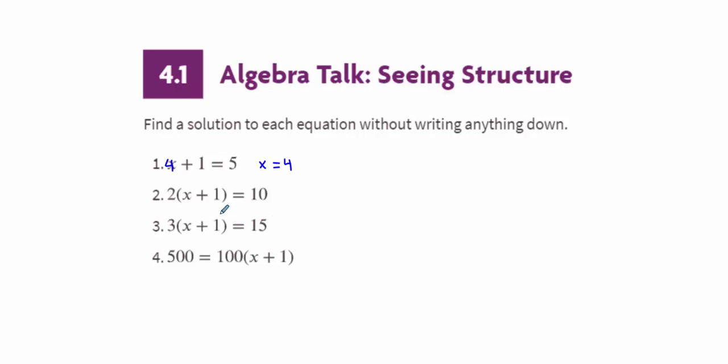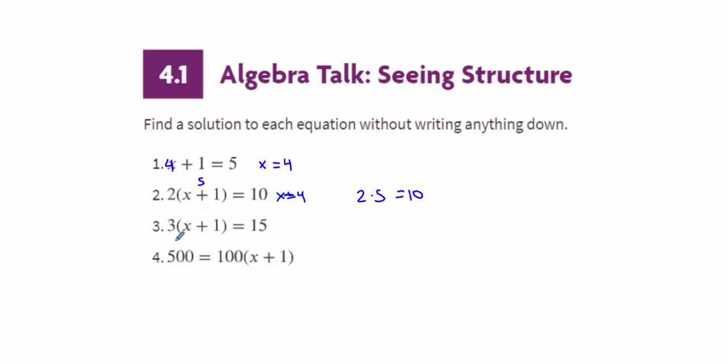Okay, let's take a look at number 2. Number 2 says 2 times the quantity of x plus 1 is equal to 10. So 2 times something here is equal to 10. Well, I know that 2 times 5 is equal to 10. So that must mean this quantity here has to be 5, because 2 times 5 is equal to 10. So what number plus 1 is equal to 5? That's 4 also. 4 plus 1 is equal to 5. So 2 times the quantity of 4 plus 1 is equal to 10.